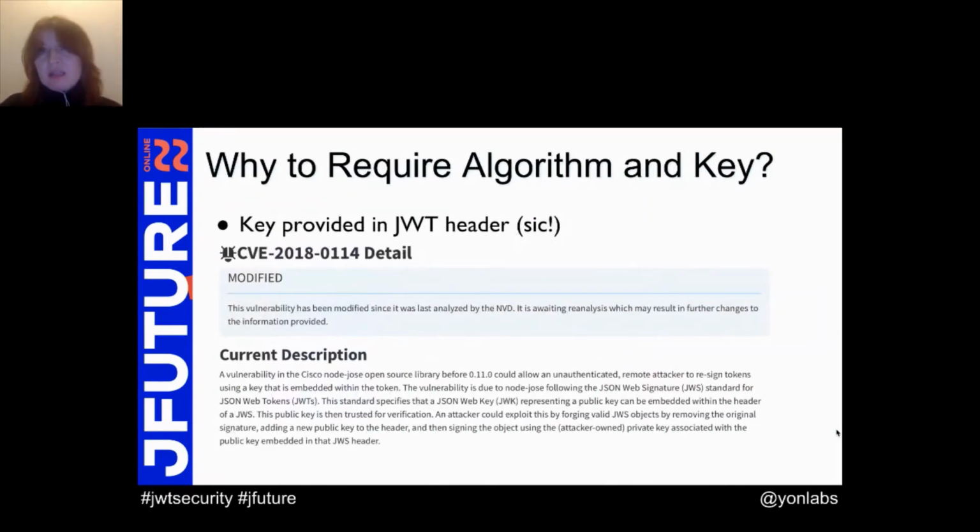And here is another reason why to require a specific algorithm and a specific key. It's another vulnerability where a hacker can provide his own public key for the server to verify a token. Actually, the library followed the standard, and that was the root cause of the vulnerability. The standard specifies that a JSON web key representing a public key can be embedded within the header. And that's another problem with the standard.